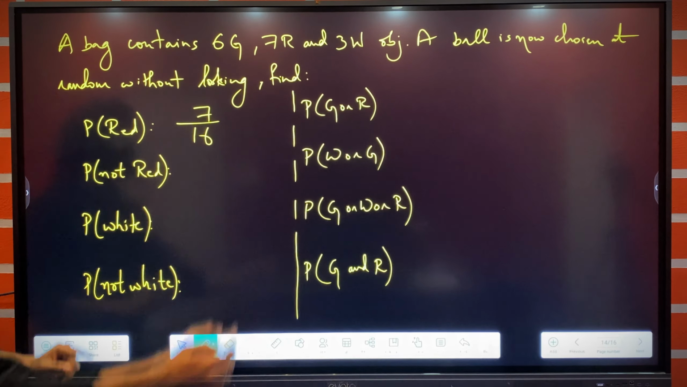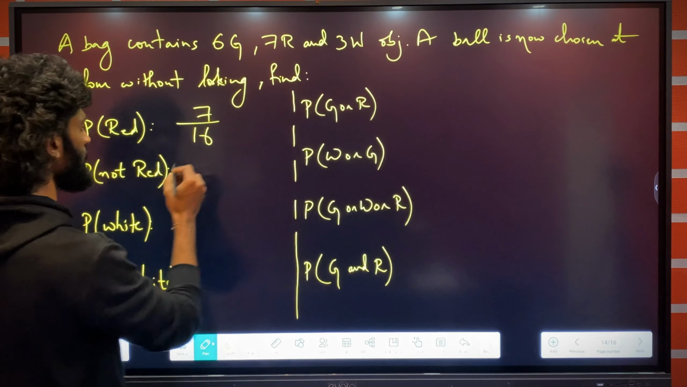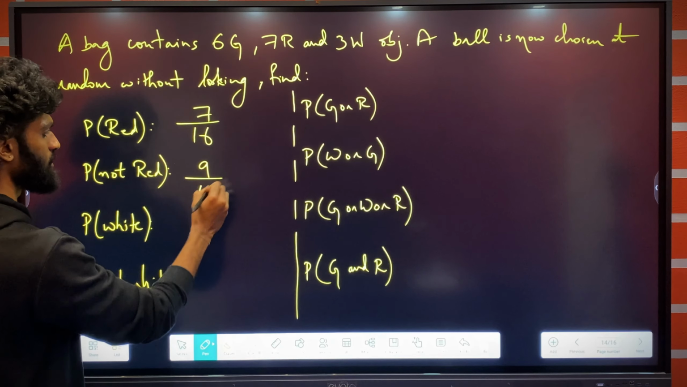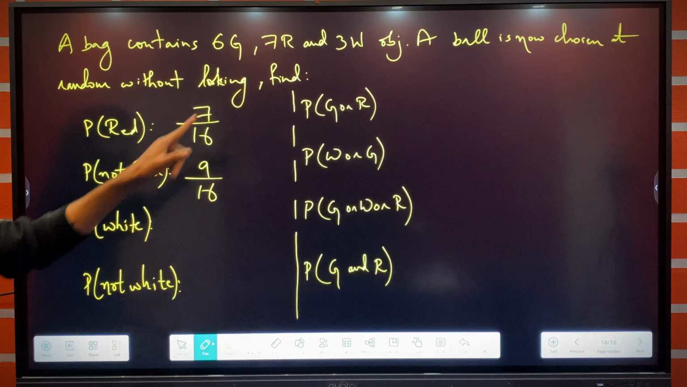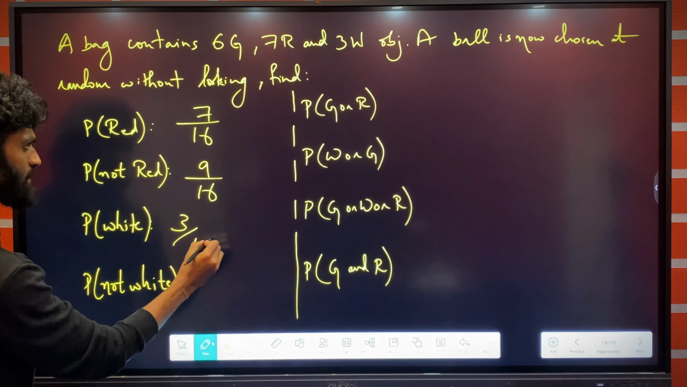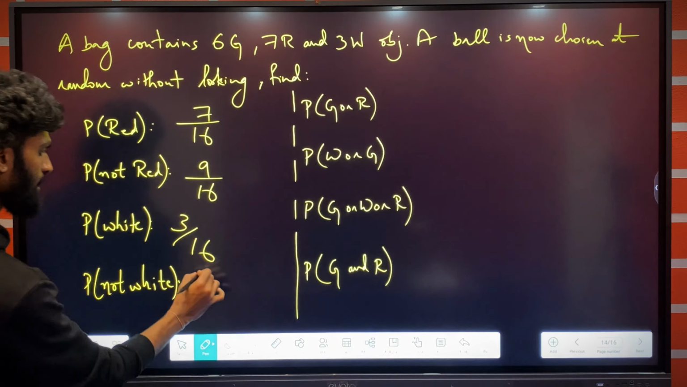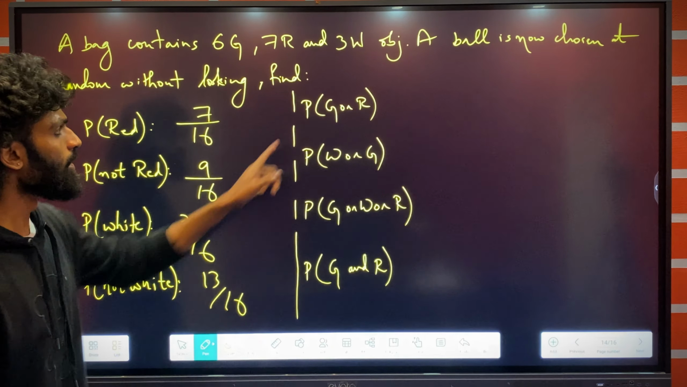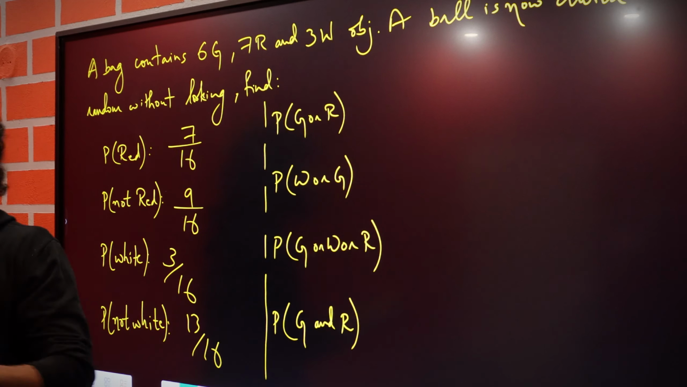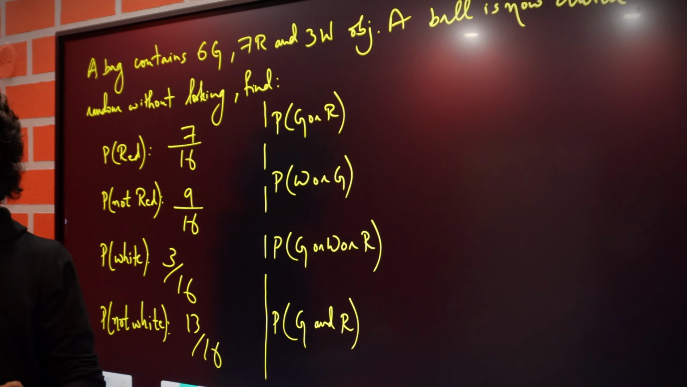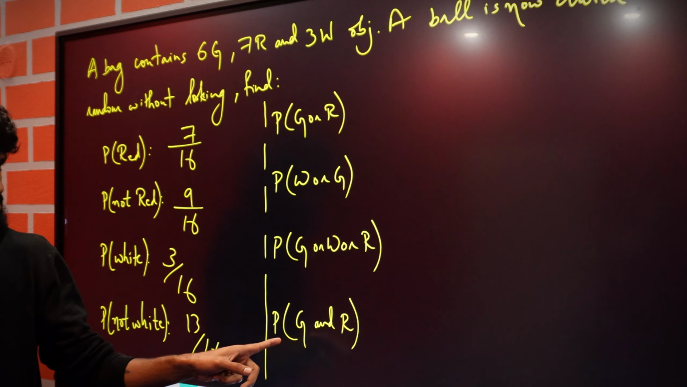Not red. Not red meaning green and white. Green was 6. White is 3. 3 plus 6 is 9 out of 16. Similarly, white. White is 3 out of 16. Next, not white. 6 plus 7, 13 out of 16. Here, green or red. Wherever the word or is there, combine them together. Okay? Or. Fine.